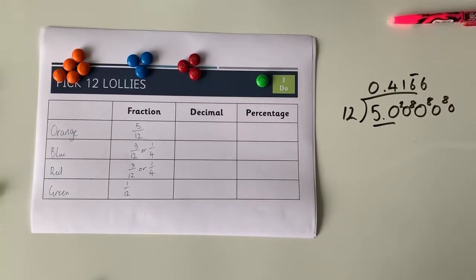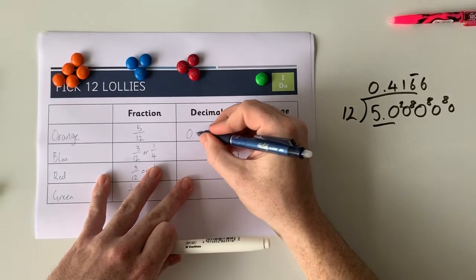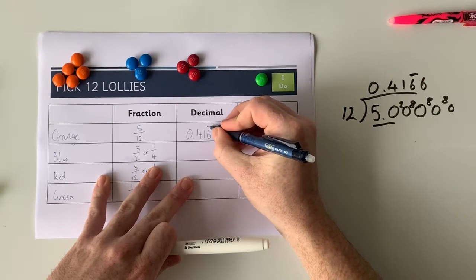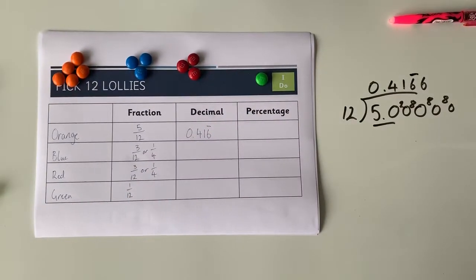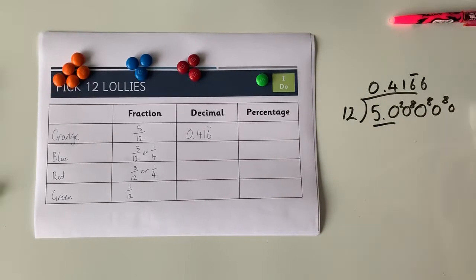So the decimal is 416 thousandths with the 6 recurring. That means that 6 would continue forever and ever because you'd always have remainder 8. So then you'd have to work out 12 into 80 and so on.